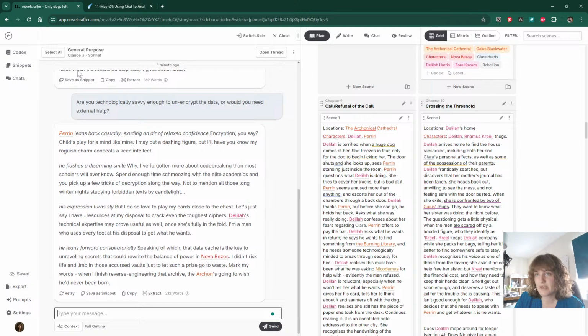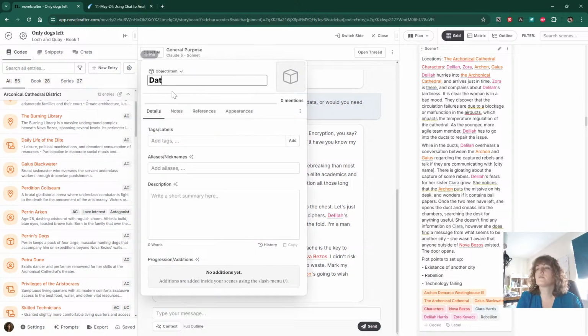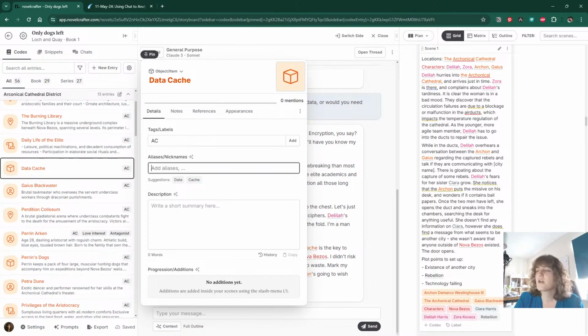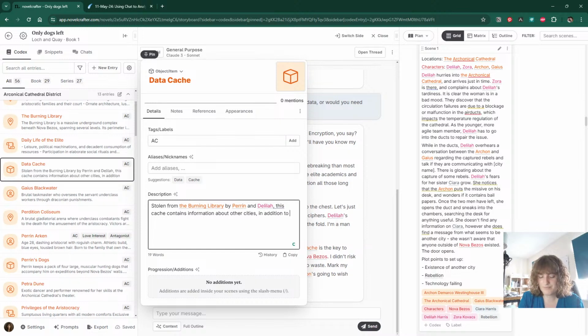Okay, so Perrin leans back. New entry, object, data cache. That is in the ACD. Stolen from the burning library by Perrin and Delilah. This cache contains information about other cities in addition to world history and key data behind the history of Nova Bezos.